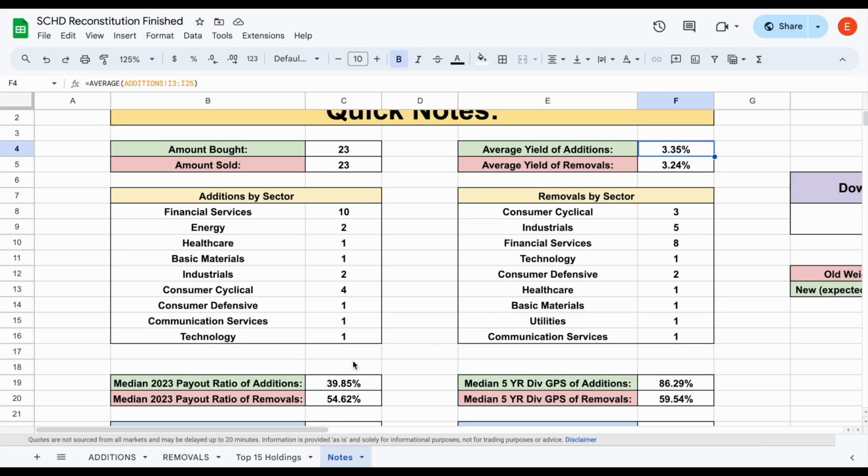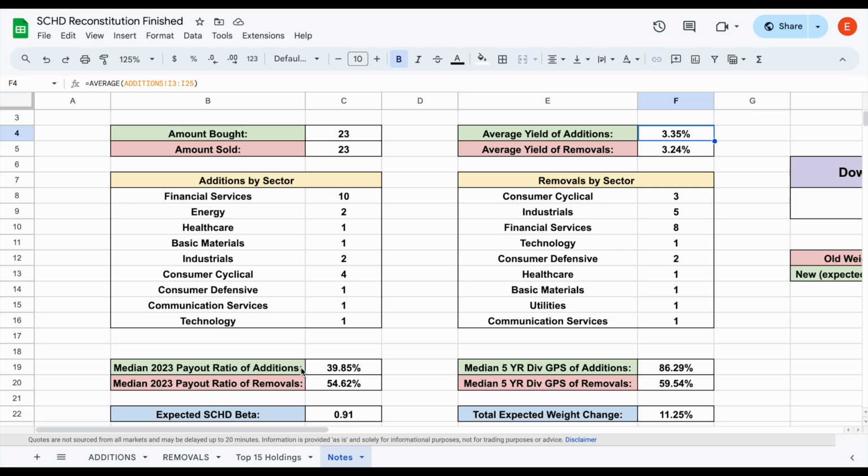Now, if we come down here, we can look at the payout ratio. The median 2023 payout ratio of the additions was sitting at 39.85%, while the median 2023 payout ratio of the removals was sitting at 54.62%. So we're seeing a pretty drastic decrease in the average payout ratio with the new additions compared to the removals. Definitely something I like to see.